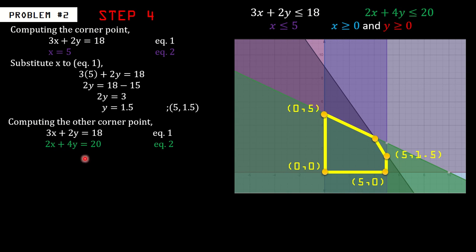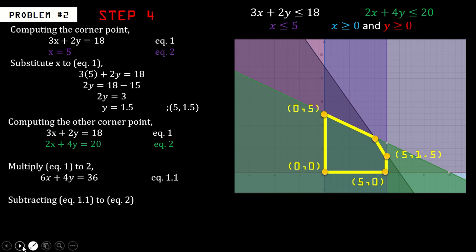So here, one strategy, you can divide equation 2 by 2, or you can multiply equation 1 by 2. Either of the two. Multiplying equation 1 by 2, we'll have 3x times 2, that's 6x, 2y times 2, that is 4y, and then 18 times 2, that's 36. That is equation 1.1. Since we have the same 4y, let's subtract equation 1.1 and equation 2.